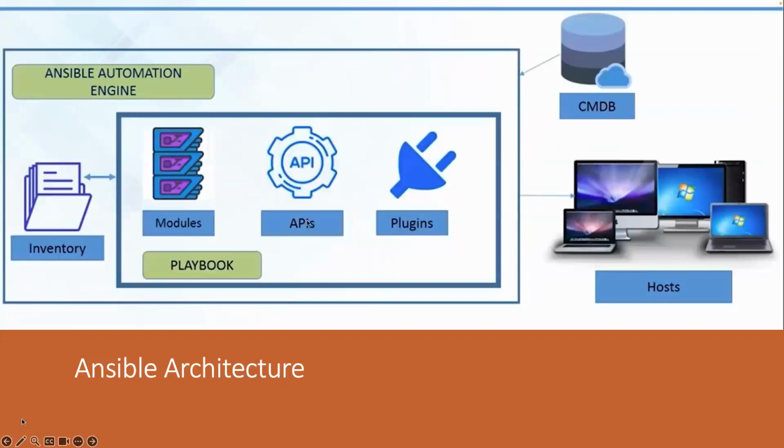This is the Ansible automation engine. Here this is the Ansible server, and these are the host servers. In Ansible there is an inventory, modules, APIs, plugins, and playbooks. This is the Ansible architecture. This is nothing but the Ansible automation engine. We need to connect with the host and apply the playbook to install the software.